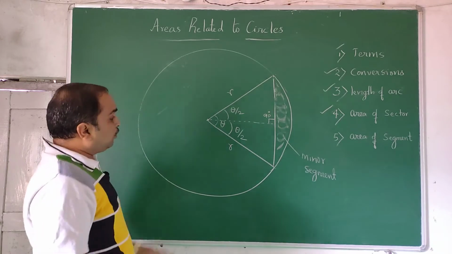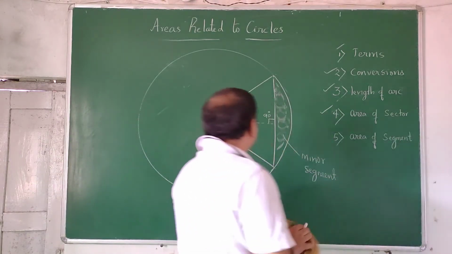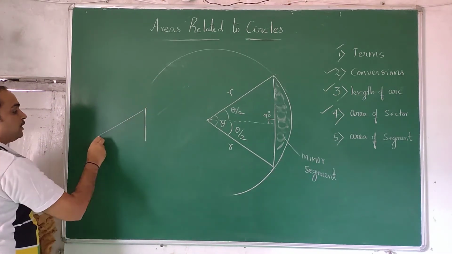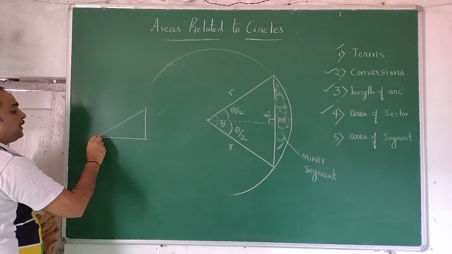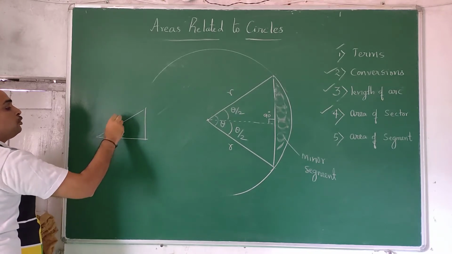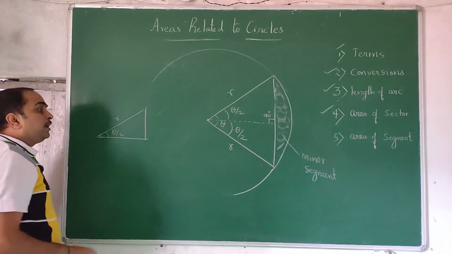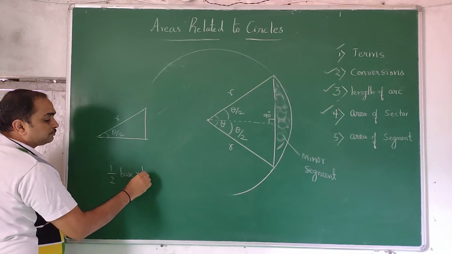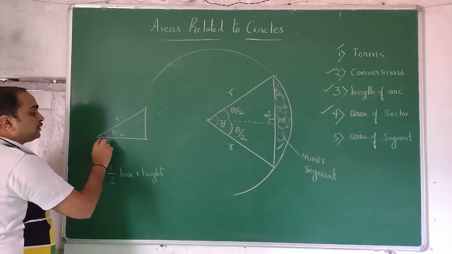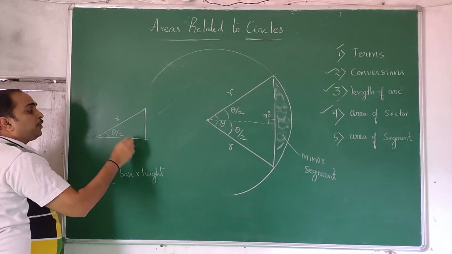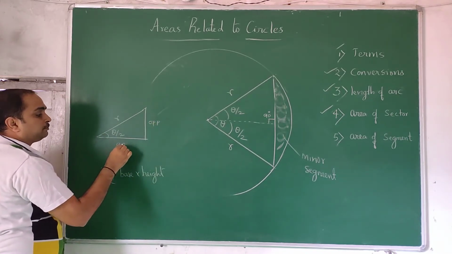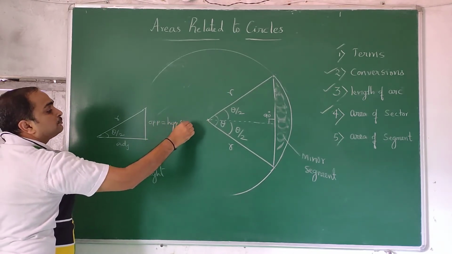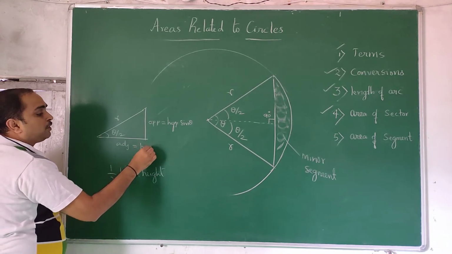And furthermore, if you happen to learn trigonometry, this length is unknown to me, this angle is theta by 2, and this length r is known to me, so a triangle is there. Then you know the triangle area is half into base into height. So this is base, this is height. If this is hypotenuse, this is opposite and this is adjacent. Opposite is hypotenuse times sine theta. Adjacent is hypotenuse times cos theta.